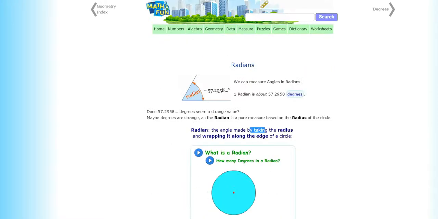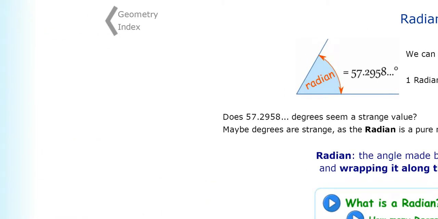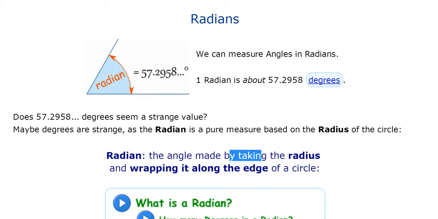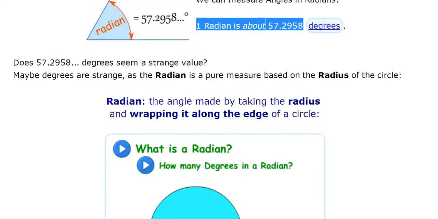First of all, we will need to know that 1 radian is the equivalent of 57.295 degrees. Now, most of us would not even bother to remember how many degrees 1 radian equates to. So to put it simply, a radian is the angle made by taking a radius and wrapping it around the edge of a circle.